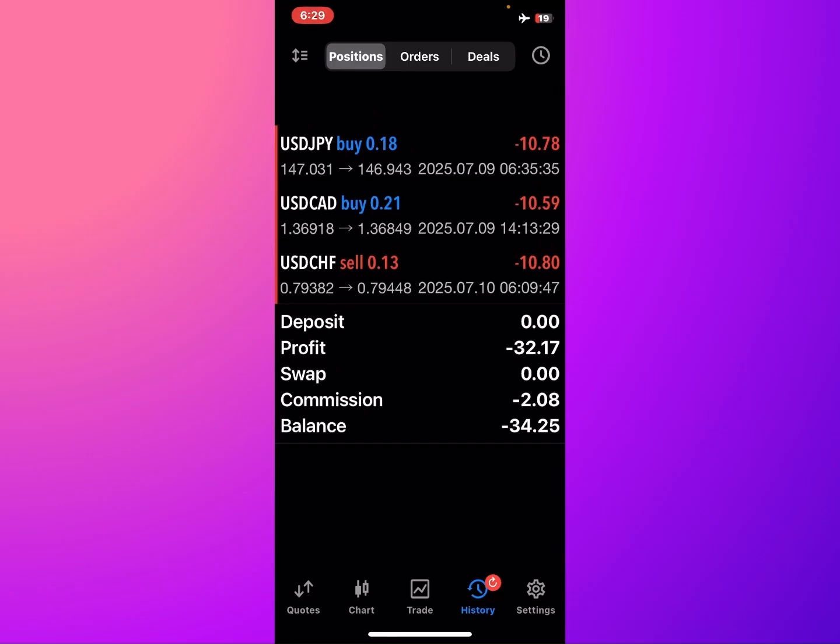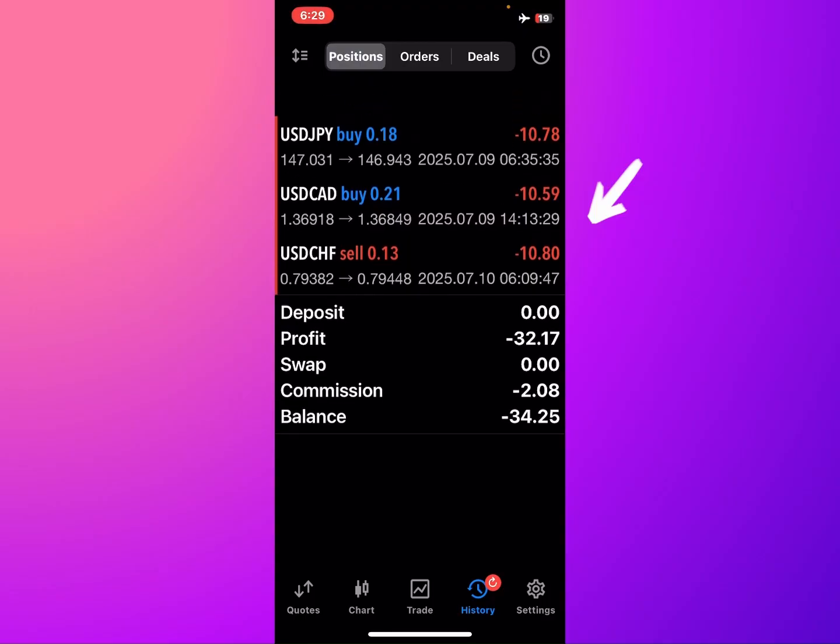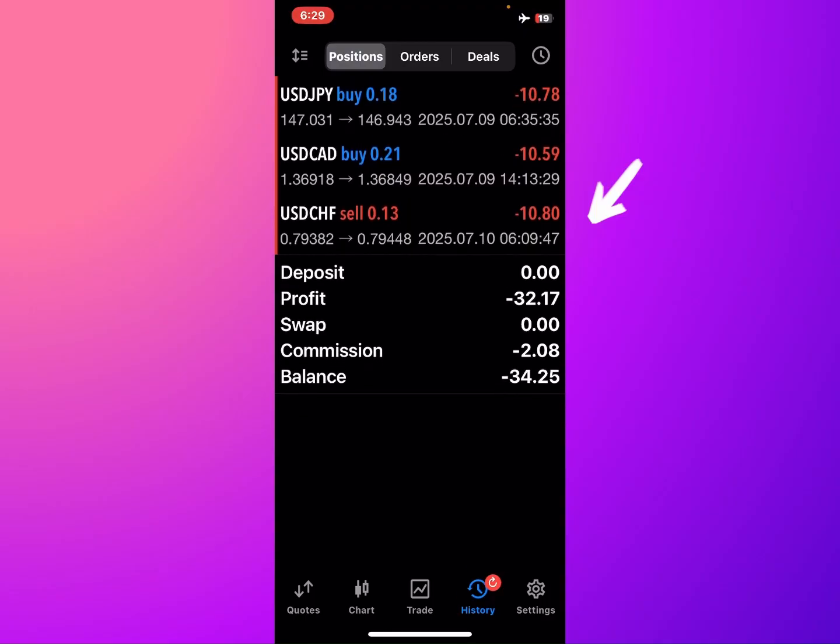So on the 9th, I took 2 trades, which was on USD JPY and USD CAD, all resulted in losses. And then on the 10th, I took a trade again on USD CHF, and it also resulted in a loss for me. But I'm cool. So this is my P&L for the week. I'll definitely go into the chat and show you guys the trades, and then let's see how it plays out.